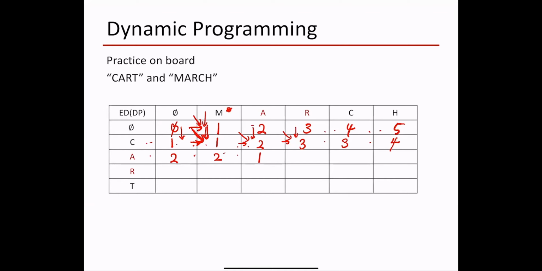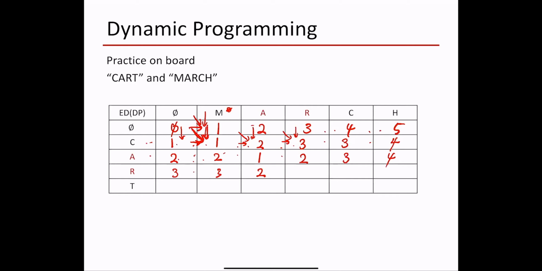Okay, A and R doesn't match, so I choose out of 3 plus 1. C and A doesn't match, so choosing minimum plus 1. A and H, choosing minimum plus 1. R and 0, no value existing, so choosing the minimum plus 1. M and R doesn't match, choosing the minimum plus 1. A and R doesn't match, choosing the minimum plus 1.